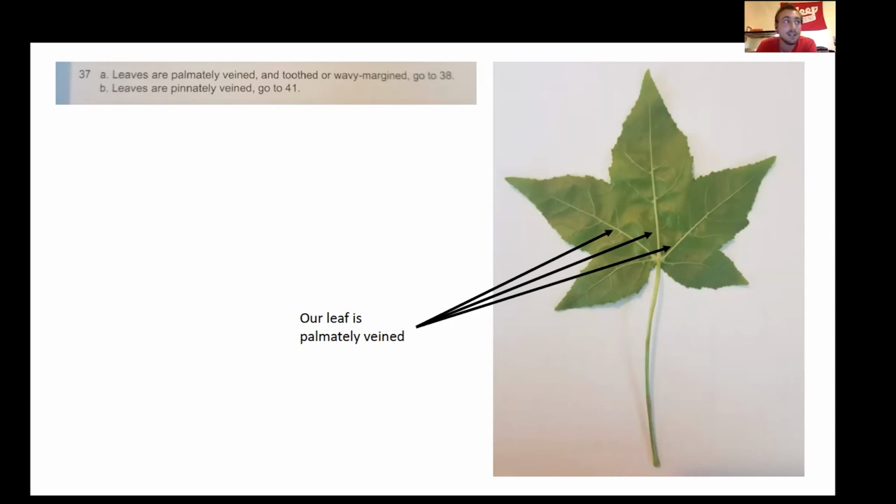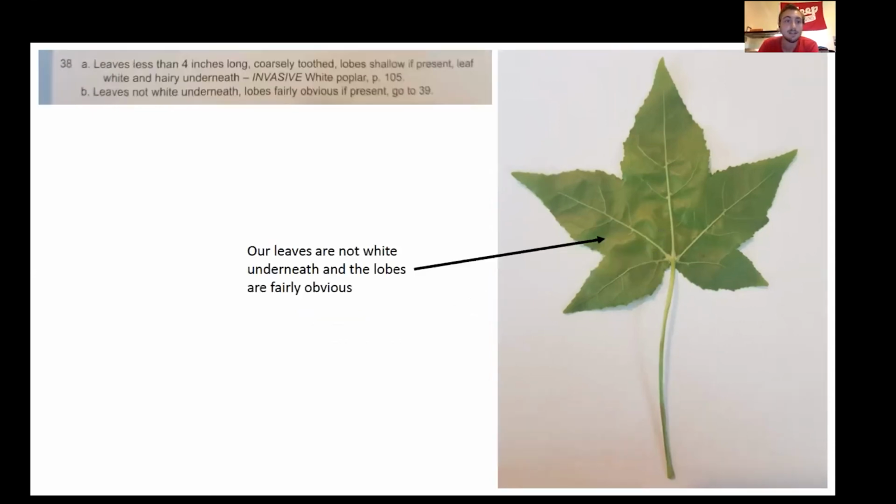They just look similar. They're distinctive from the secondary ones because those do not have the same thickness as the primary veins. So the leaf is palmately veined, and we'll go right below to 38.